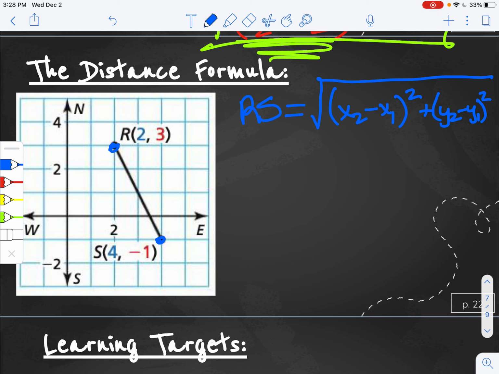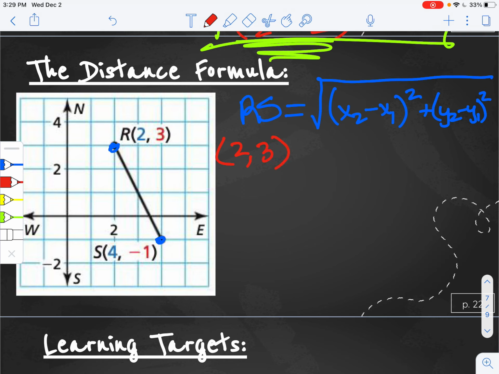Now that looks like another kind of crazy, uncomfortable formula because there's a square root in there. There's squares, or to the second power, inside of the square roots. But if we can break it down a little bit, it's not too bad. So again, we're going to take the points that we want to find the distance to and from. So the question for this one would be something like, what is the distance from point R to point S? Or what is the distance of line segment RS, or something like that.